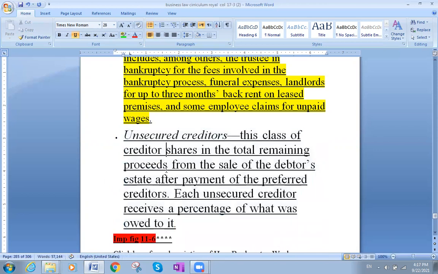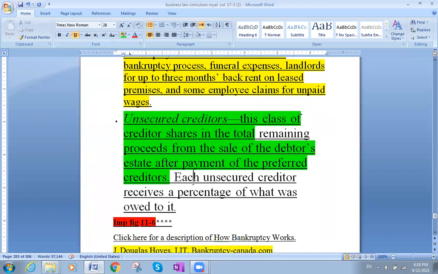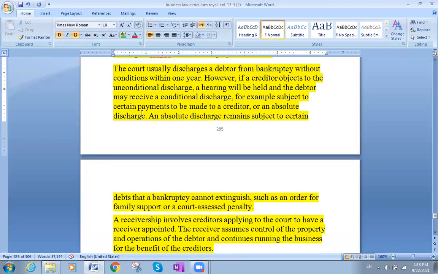The final one is the unsecured creditors. This class of creditors shares in the total remaining proceeds from the sale of the debtor's estate after payment of the preferred creditors. Each unsecured creditor receives a percentage of what was owed to it.